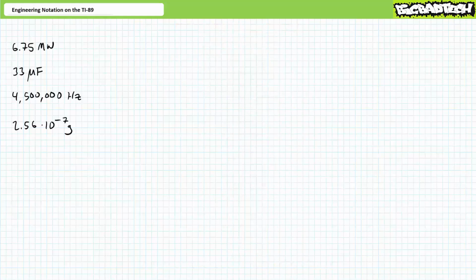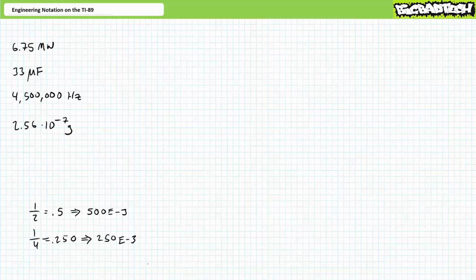Last quick note before we go. While in exponential format engineering, the TI-89 will display all fractions in engineering format. For example, 1/2 is 0.5. The TI-89 will display 0.5 as 500 E negative 3, which means 500 times 10 to the negative 3rd, or 0.5. Similarly, 1/4 is 0.25. The TI-89 will display 0.25 as 250 E negative 3, or 250 times 10 to the negative 3rd, or 0.25.